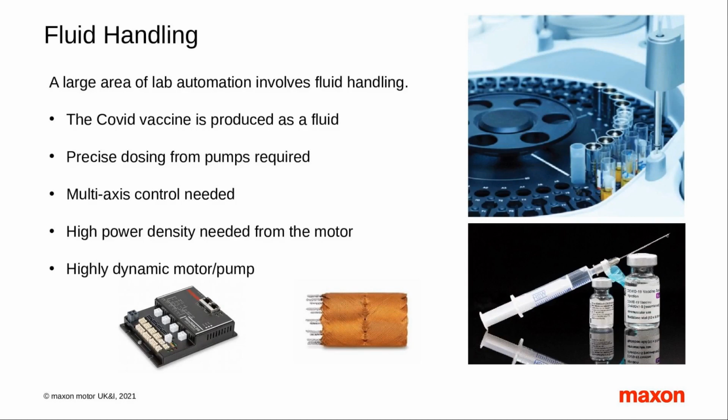Now, if you take a vial and you want to fill it with the vaccine, you need to precisely dose the fluid into the vial. You don't want a little bit too much, and you don't want a little bit too less. And it needs to be done at high speed. So you're looking for precise control of a pump, multiple pumps, so multi-axis, and they could all be working in sync. High power density from the motor. You don't want giant motors trying to turn the pump. You want the smallest motor possible, and you want the motor and the pump to be highly dynamic.